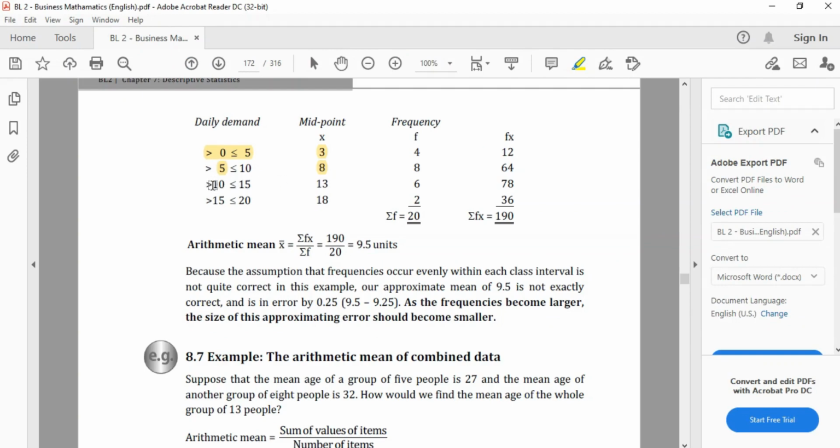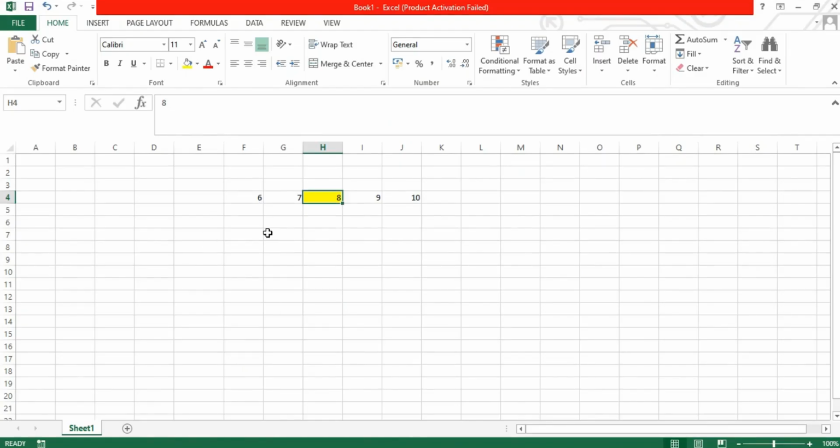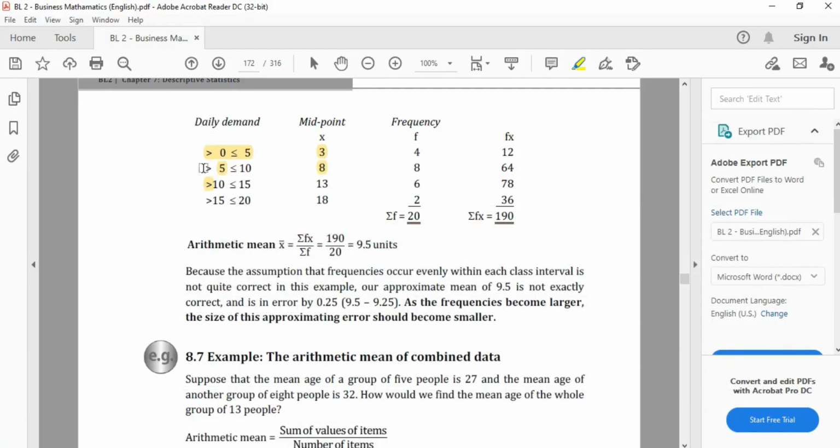10 to 15, so this sign is only greater than 10. It doesn't say it is equal to 10. But it is up to 15. And this represents a continuous data because you see it is 0 to 5 and then from 5 to 10 and then from 10 to 15. The same last number is the first number in the next band, right? So that is what you need to just understand.